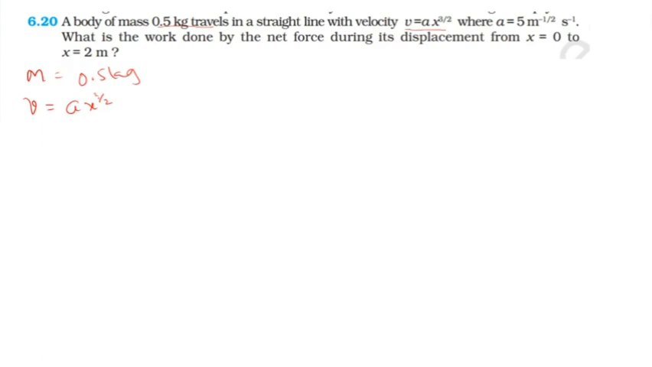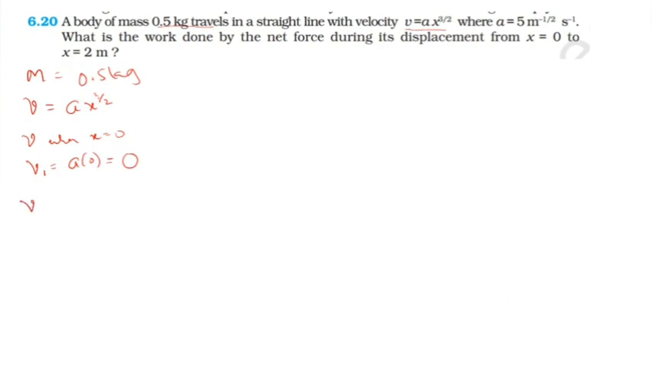Okay, so next check the value of velocity when the body is at x equal to 0. So I'll write v when x is equal to 0. I call this v1. So a into 0 to the power something, so the final answer will be 0.